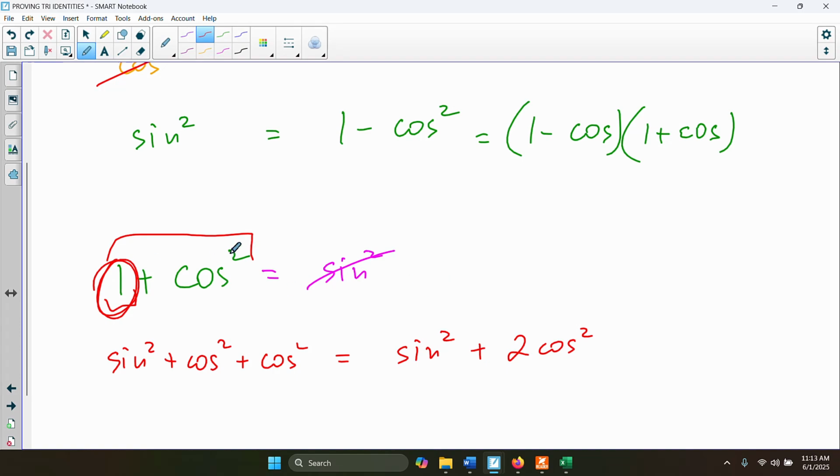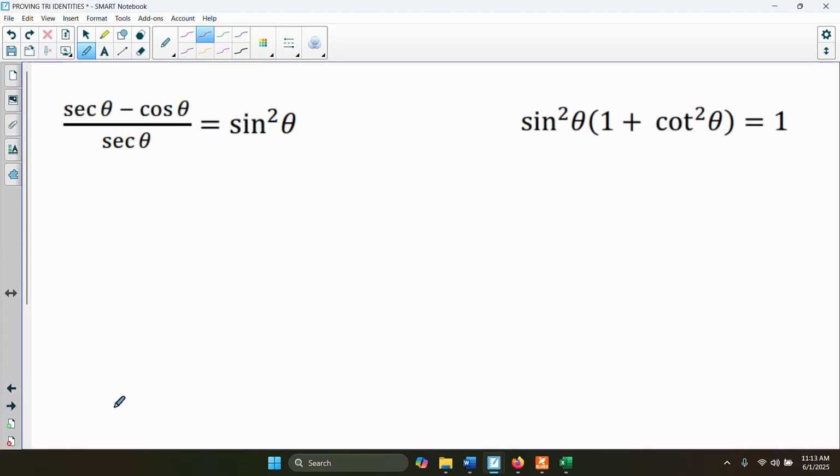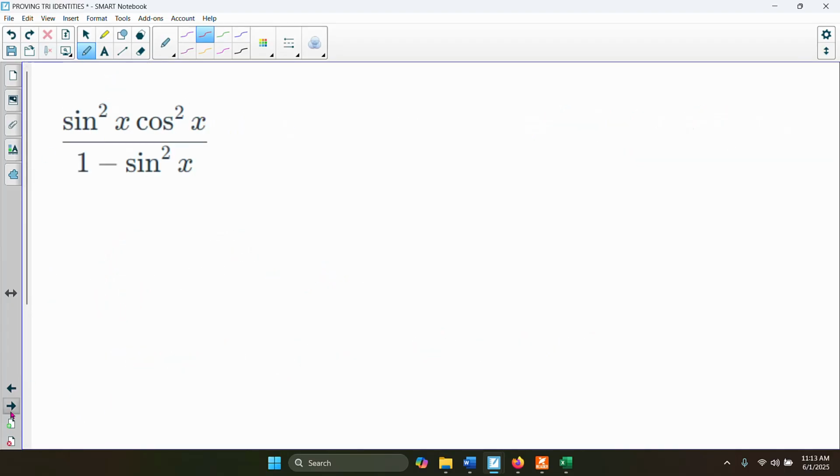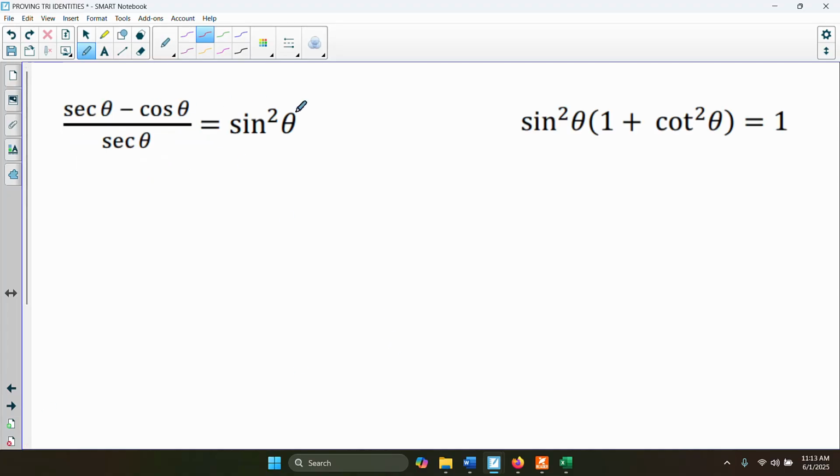And you have to try something else. All right, let's go on to the next slide. Two problems here. So this was easy. This was two problems, and in this case, verify an identity. Okay, let's take a look at this.